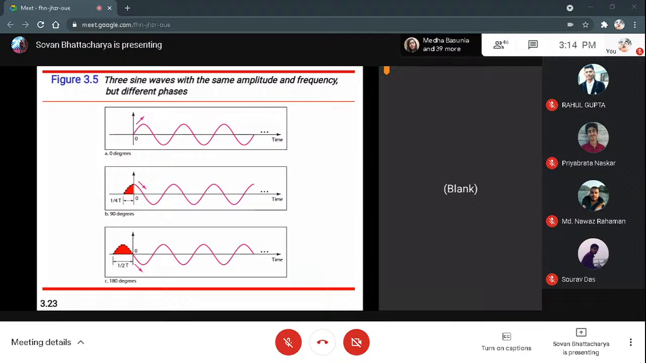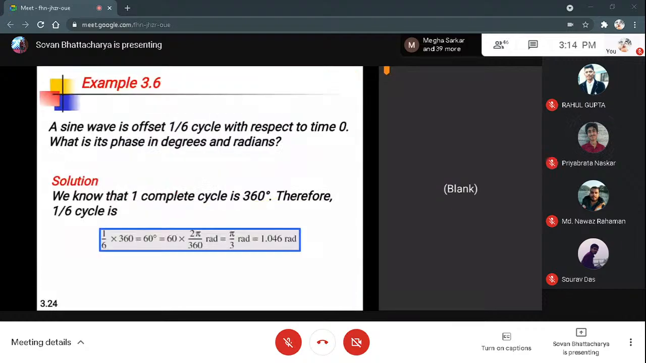Clear? Okay. Now this is a problem. You see, a sine wave is offset by 1/6 cycle with respect to time 0. What is the phase in degrees and radians? So you know that the complete cycle is 360 degrees.